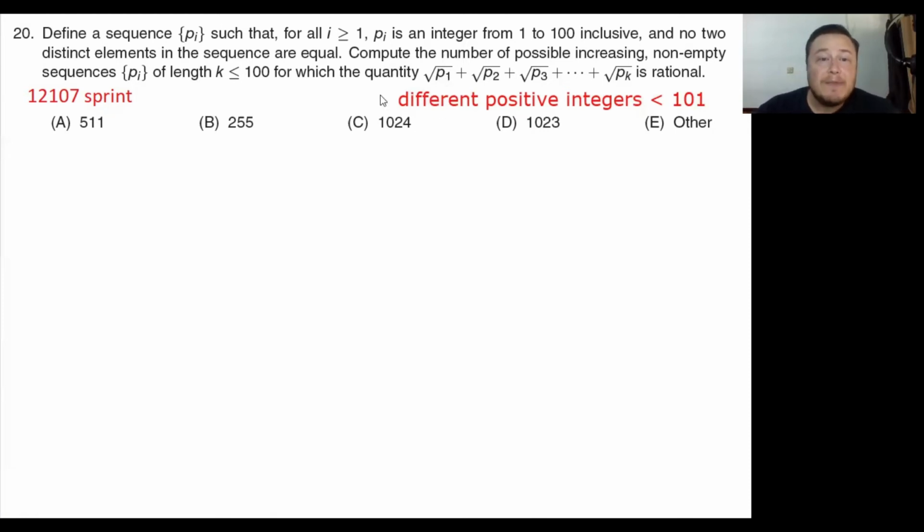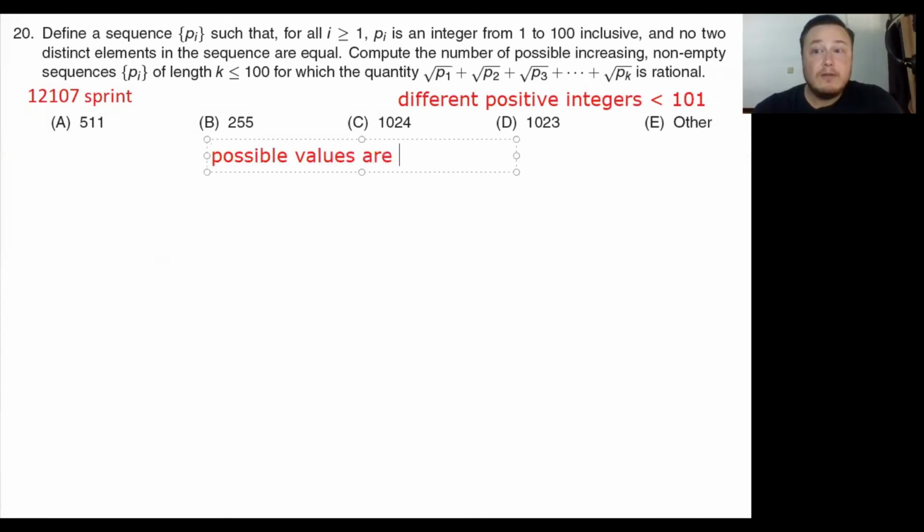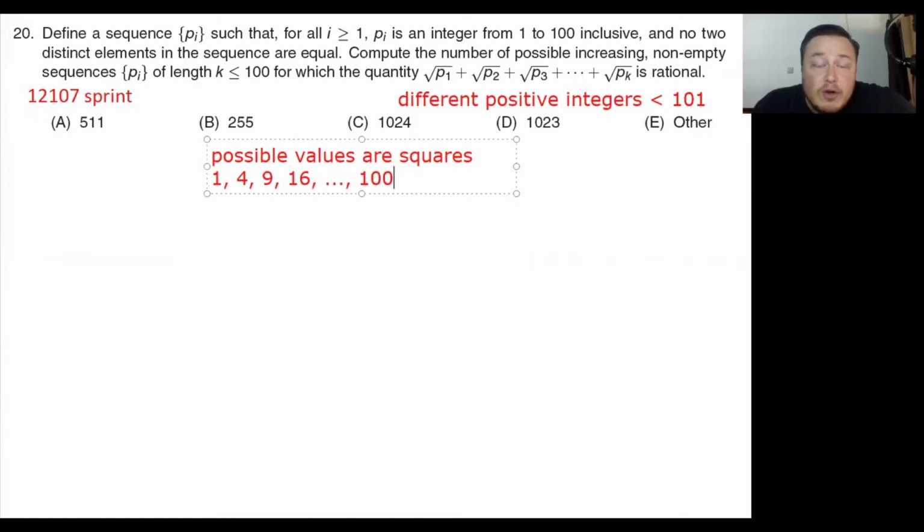Okay, so what does that mean? That means that our p-values are the square numbers. So 1, 4, 9, 16, all the way up to 100. Okay, so if our possible values are the square numbers, I'm not going to have 100 terms in my sequence, that's for sure, because there's only 10 things I can choose from, and they all have to be different, right? So actually, the longest that this sequence can be is 10.